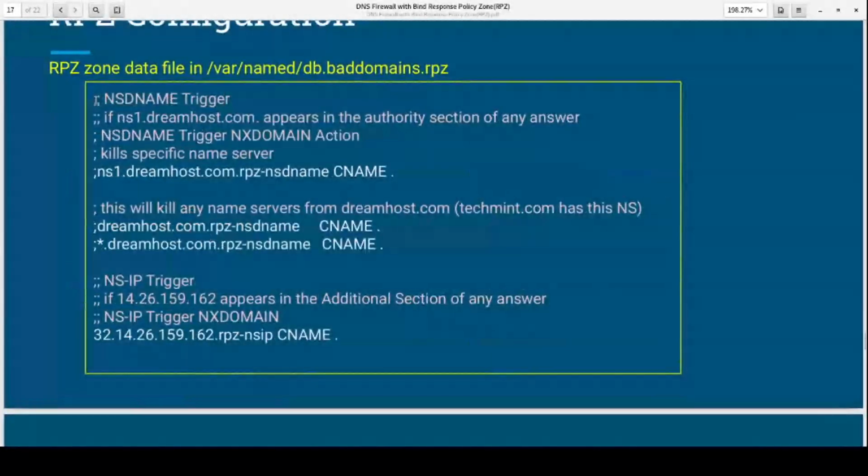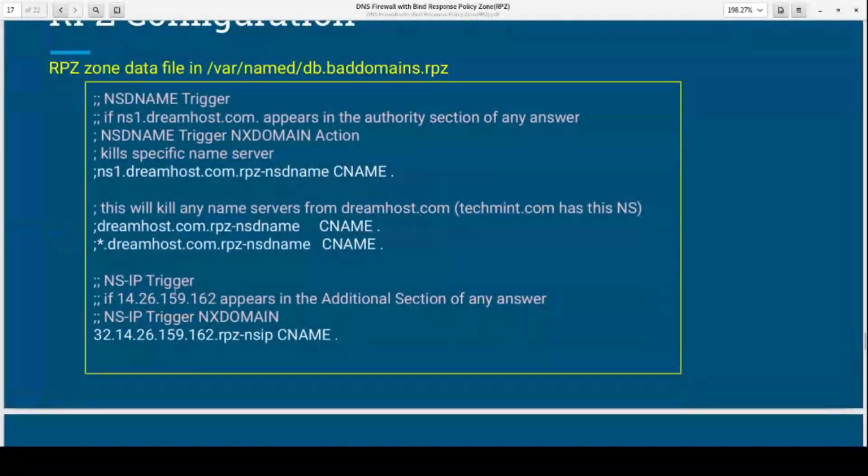These are some other examples. This is the example of the NSDNAME trigger. If any DNS response contains the answer ns1.dreamhost.com, then the action is NXDOMAIN. It means any DNS response going out from this DNS server, if it contains the name server for that particular DNS record as ns1.dreamhost.com, that response will be rewritten as NXDOMAIN. So we write it as ns1.dreamhost.com.rpz-nsdname CNAME dot. Again, this will kill any name server from dreamhost.com.